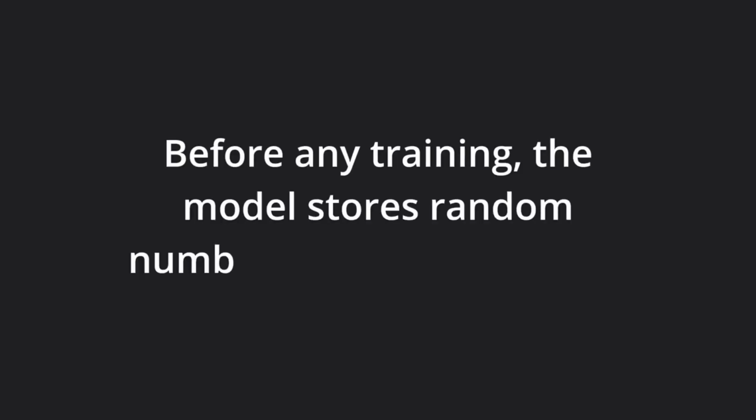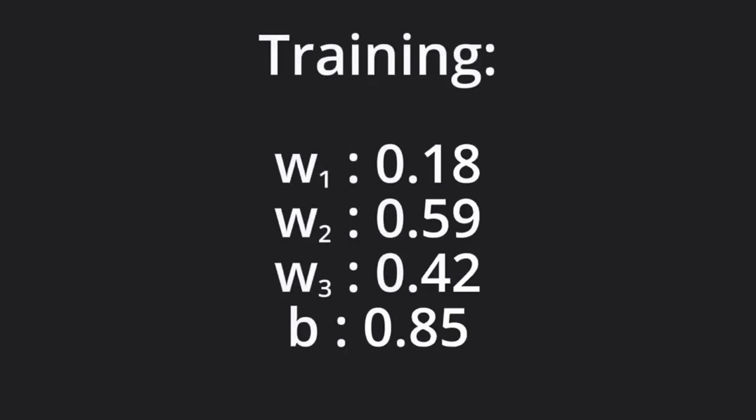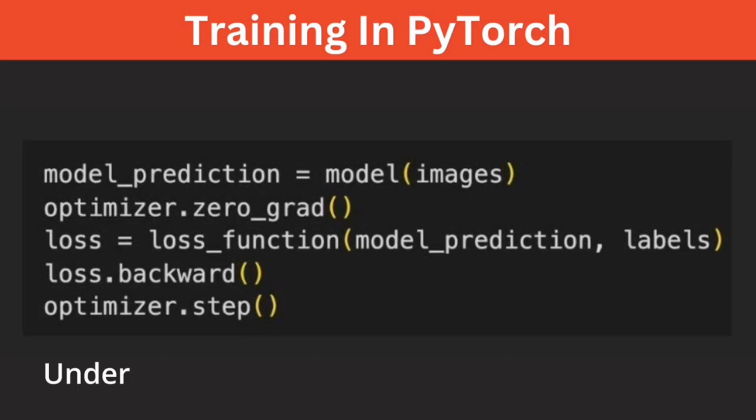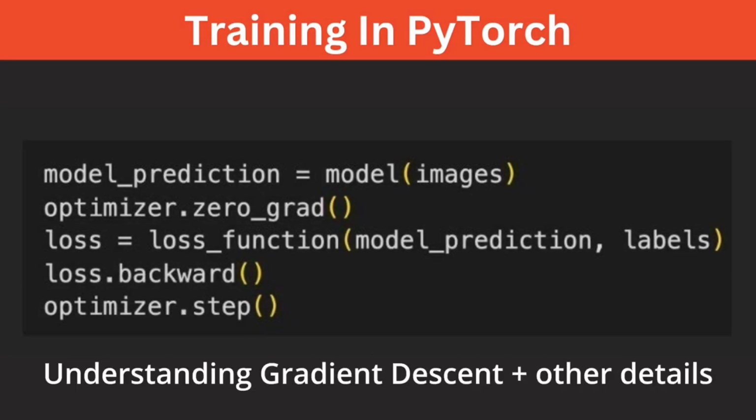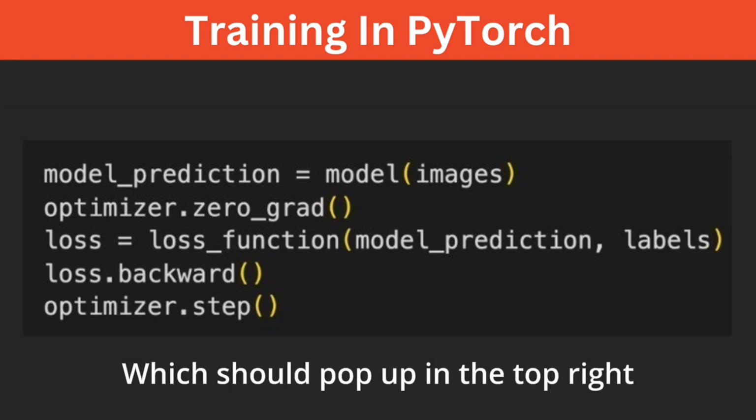Before any training, the model stores random numbers for all the weights and constant terms in the network, so its predictions won't be accurate. But over training, gradient descent is used to update the network's parameters. The actual training loop requires understanding gradient descent and a few other details, so I saved the code for a different video, which should pop up in the top right.